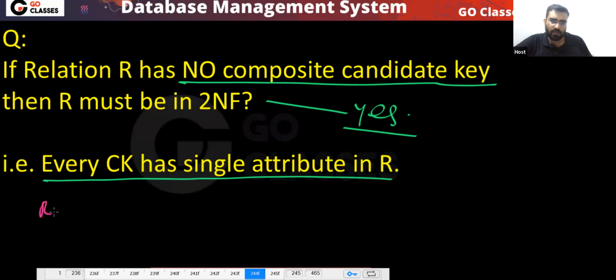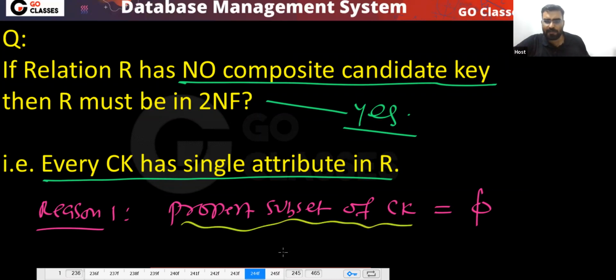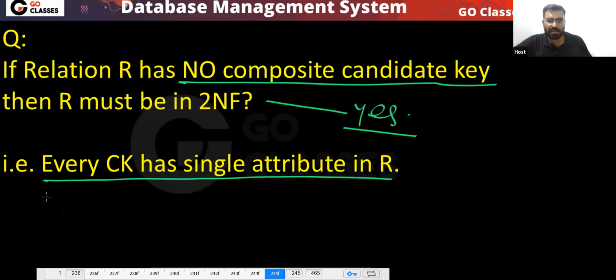What is reason one? The proper subset of a candidate key will be phi, yes or no? The proper subset of a candidate key will be phi, and this phi cannot determine any non-prime attribute. This is reason one.